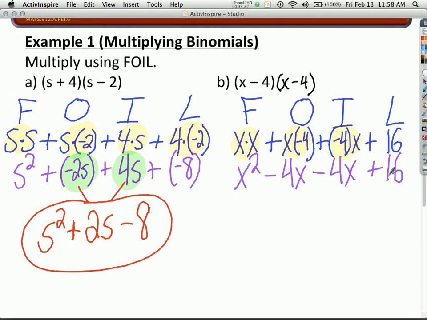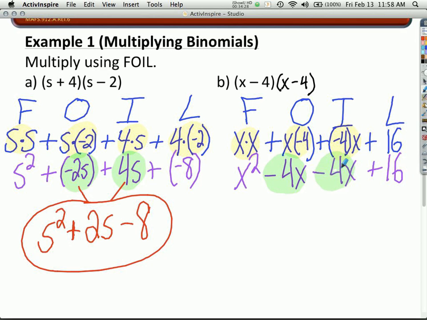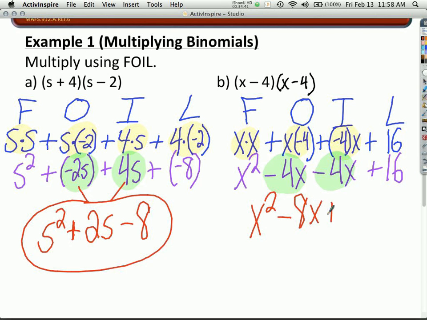So we did soccer, we did basketball, now we're at football. What can you do with that and that? Aaron? Combine them. And what do you get? -8x. Very good. X squared minus 8x plus 16. Anyone have any concerns? Any observations? Any thoughts or questions?